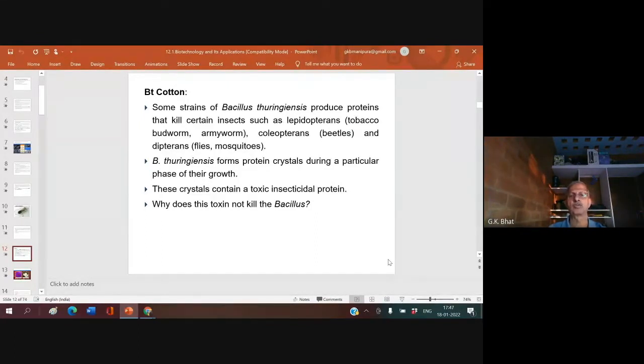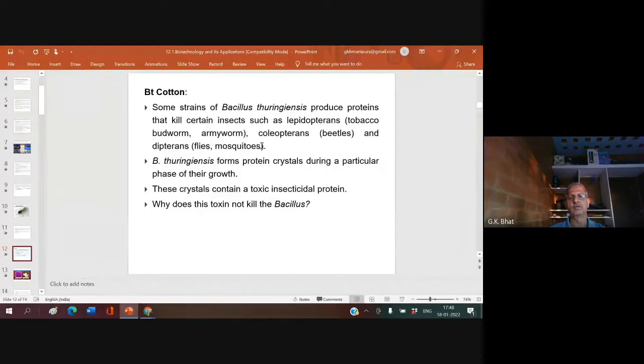Some strains of Bacillus thuringiensis produce proteins that kill certain insects such as lepidopterans, like tobacco budworm, armyworm, coleopterans, like beetles, and dipterans, like flies and mosquito. In this bacteria, we come across different strains. Some strains of Bacillus thuringiensis produce proteins, and these proteins kill certain insects such as lepidopterans, coleopterans, and dipterans.